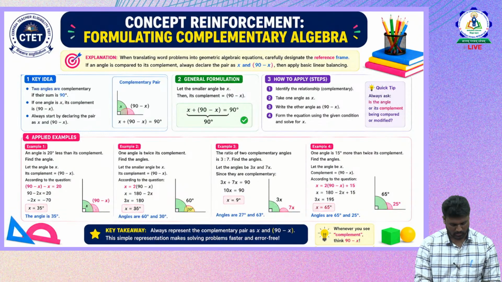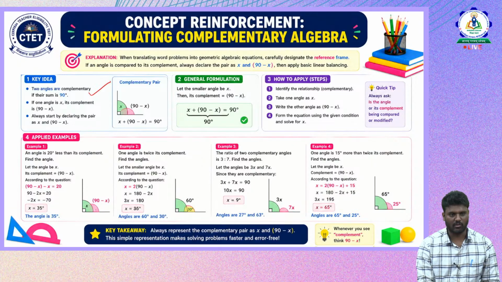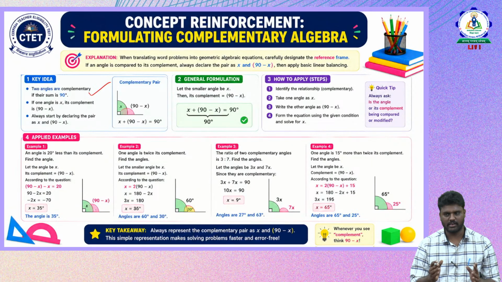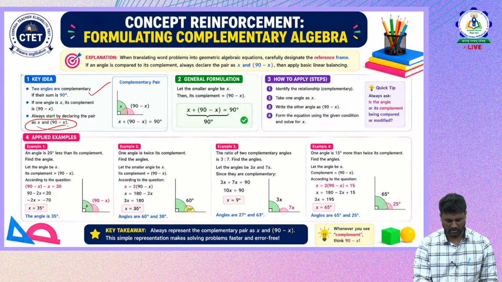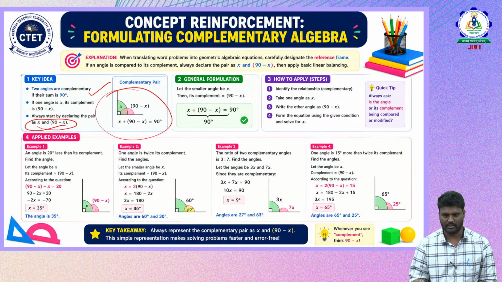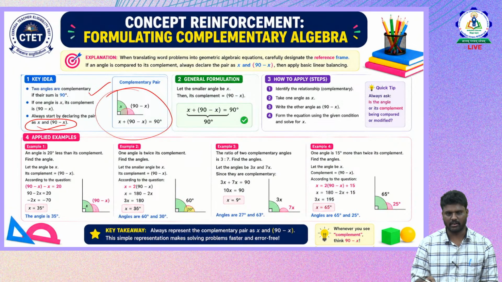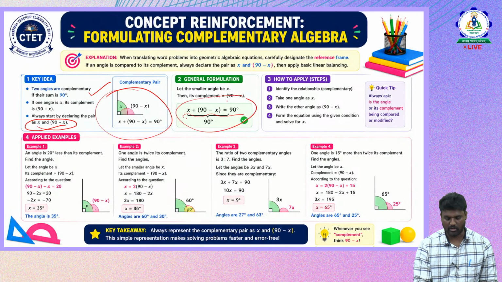The key idea of this concept is that two angles are complementary if their sum is 90 degrees. If one angle is x, then its complementary is 90 minus x. So always start by denoting the angles as x and 90 minus x. This is how a complementary pair works: x plus 90 minus x is equal to 90 degrees. That is the general formula for complementary angles. If those two angles make 90, then we say that these are complementary angles.